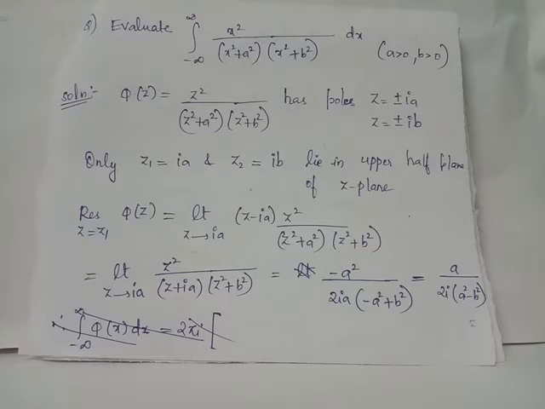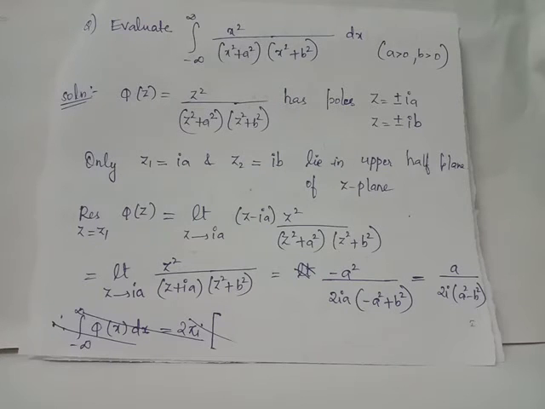In order to find the poles of the function phi(z), we have to equate the denominator to 0. That is, z squared plus a squared equals 0 and z squared plus b squared equals 0. On solving these equations, z equals plus or minus ia and z equals plus or minus ib are the poles. All these poles are simple poles. But from these poles, z1 equals ia and z2 equals ib are the only poles which lie in the upper half plane. Therefore, we will evaluate residues corresponding to poles z equals ia and z equals ib, which only lie in the upper half plane of the z plane.